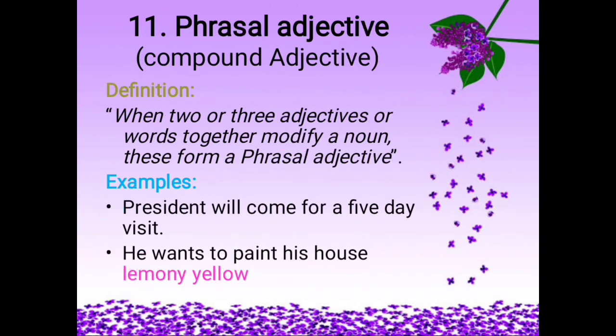And the 11th one is phrasal adjective, which is also called compound adjective. When two or three adjectives or words together modify a noun, these form a phrasal adjective. For example, President will come for a 5-day visit. Now 5-day visit, it's what? It's phrasal adjective. He wants to paint his house lemony yellow. Lemony yellow is what? Phrasal adjective.